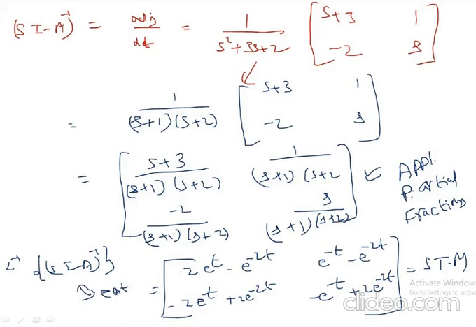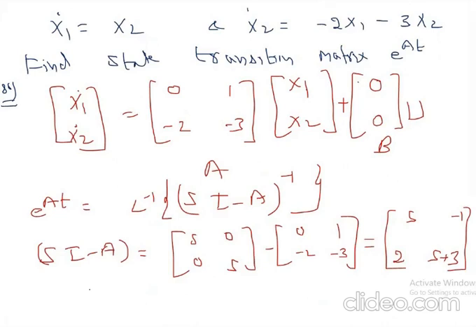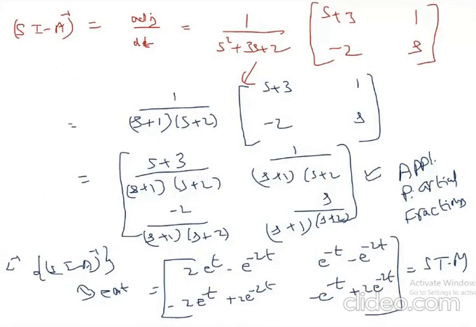E power at is the answer for that particular one. So in some cases, rather than asking for the solution, he will simply ask you to find out the state transition matrix. How do you find the state transition matrix? From the given data, you subtract the A value from sI, and then find the inverse of sI minus A. Then you will get a matrix. For that matrix, simply apply inverse Laplace transformation.